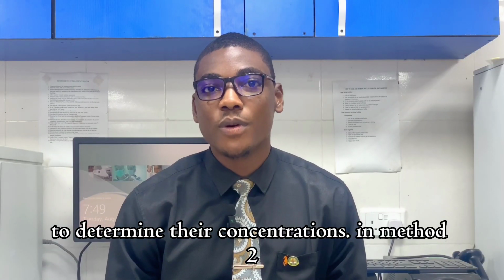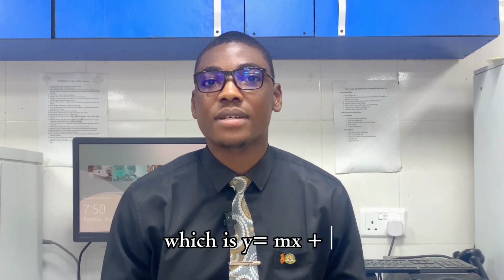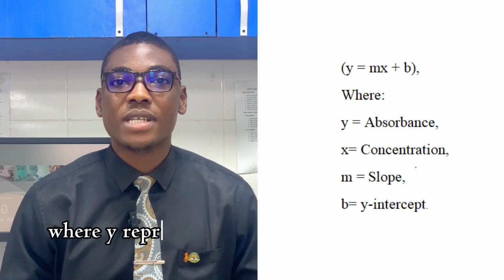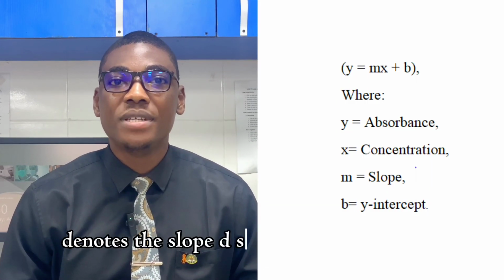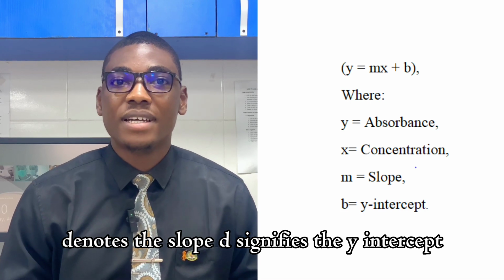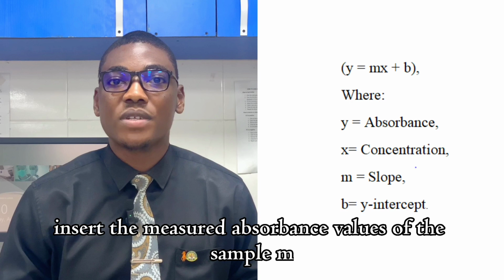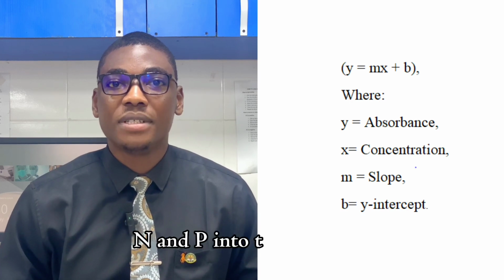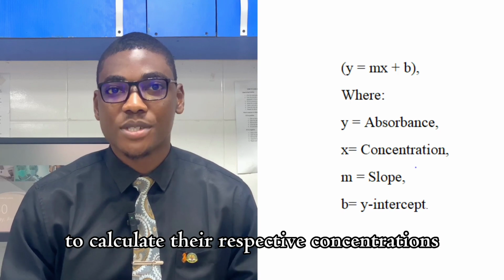In method 2, we can employ the calibration curve equation, which is y equals mx plus b, where y represents absorbance, x concentration, m denotes the slope, b signifies the y-intercept. Insert the measured absorbance values of the samples M, N, and P into the equation to calculate their respective concentrations.